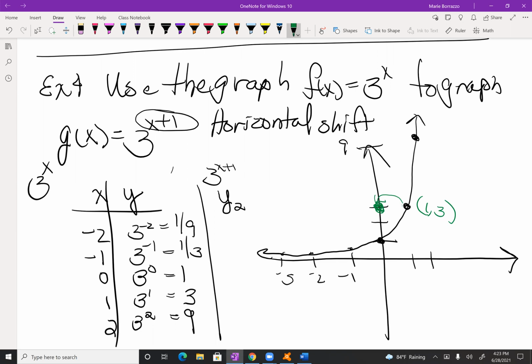This 2, 9 is now going to be 1, 9. This point here, which was 0, 1, is now going to be -1, 1. This point down here is now this point, and so on. So every point has adjusted 1 unit over, and that's our new diagram. So in essence, we have added or moved over 1 unit to the left.